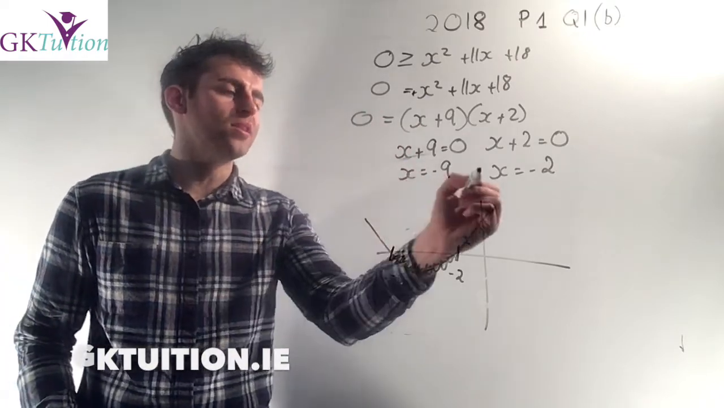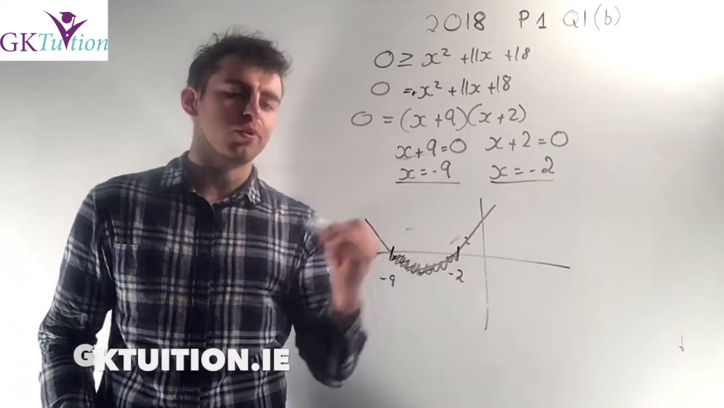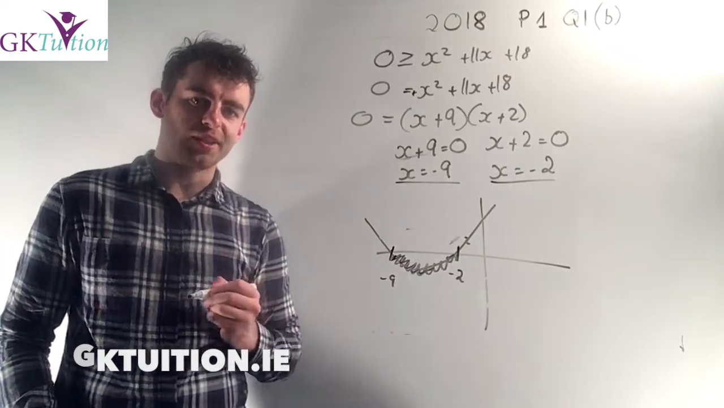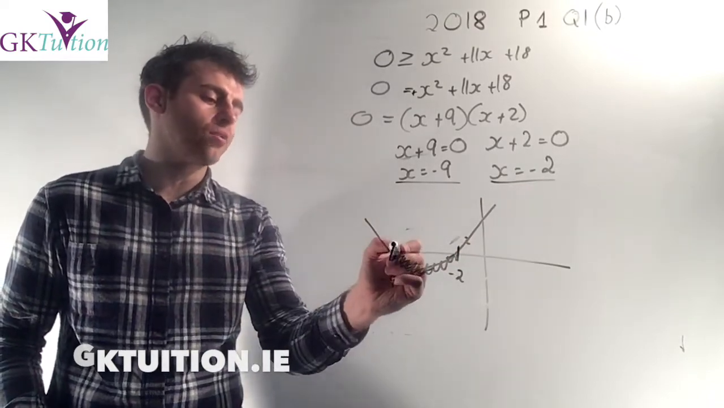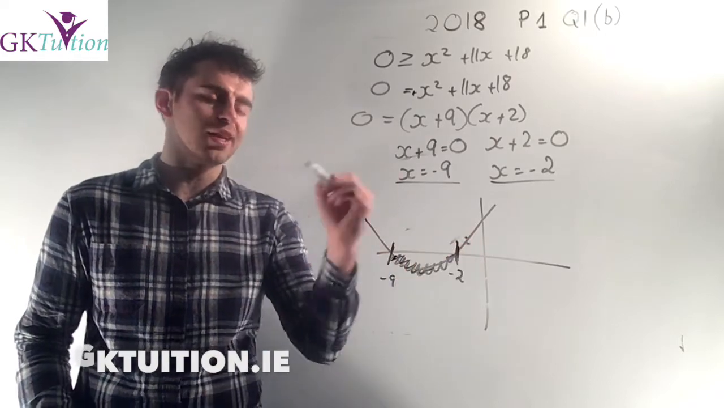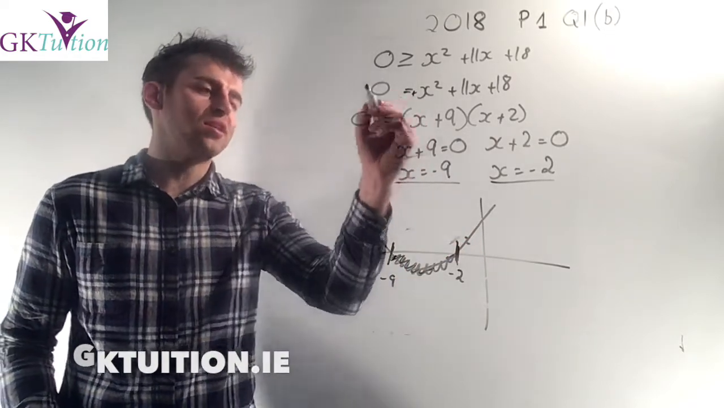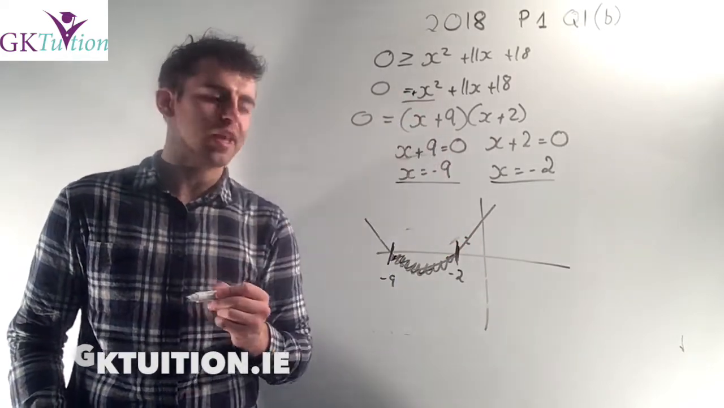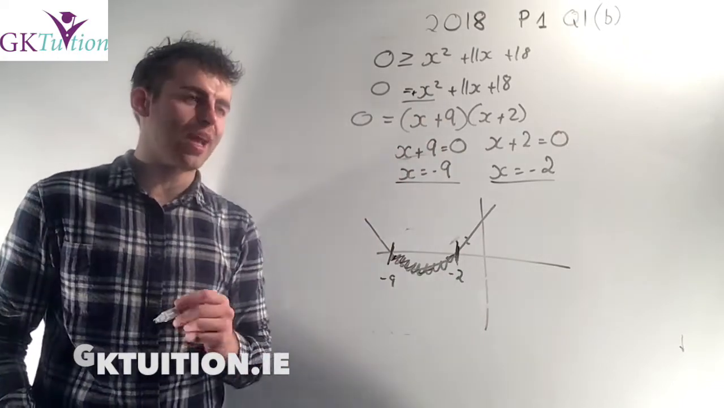The reason we wanted to do it like this is because now I know what the roots are. Now I can draw a pretty good sketch of my quadratic. I know that this quadratic crosses the x-axis at minus 9 and at minus 2. I know that it's a U-shape because it's a plus in front of the x squared. So the graph looks something like that.